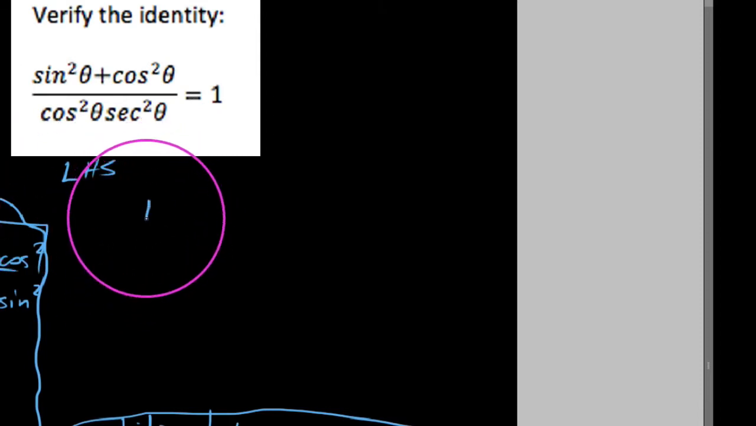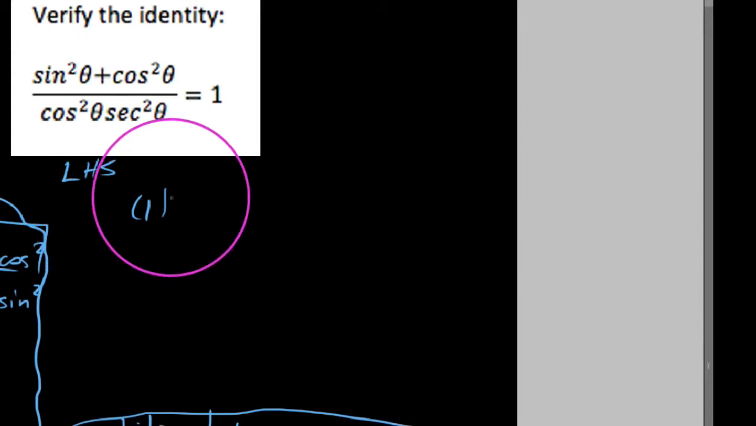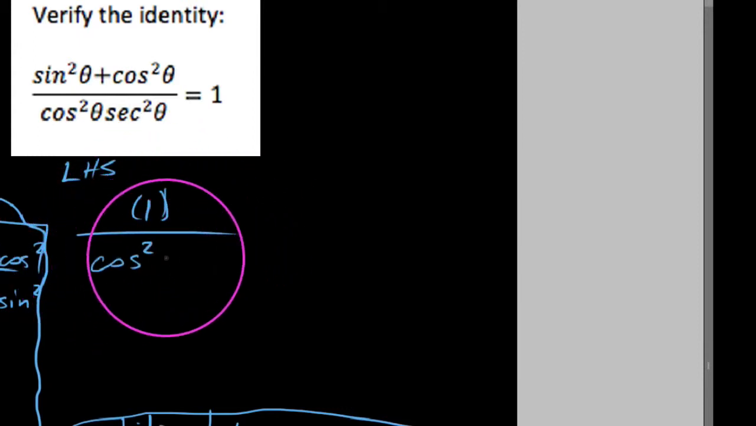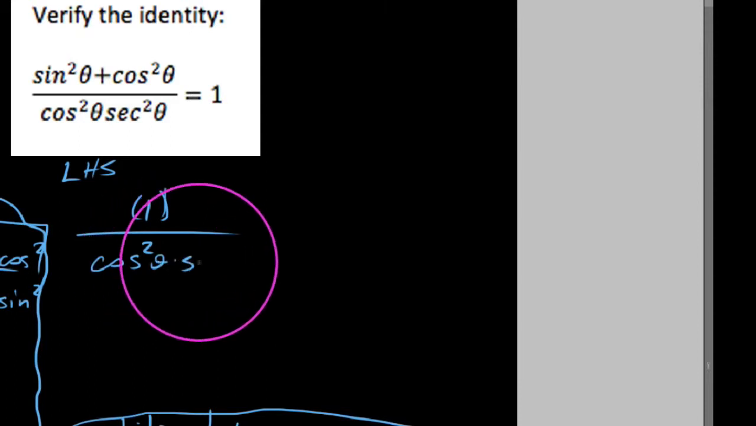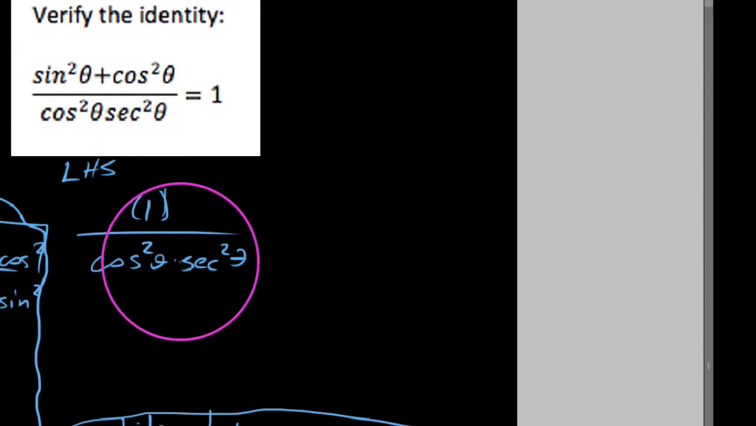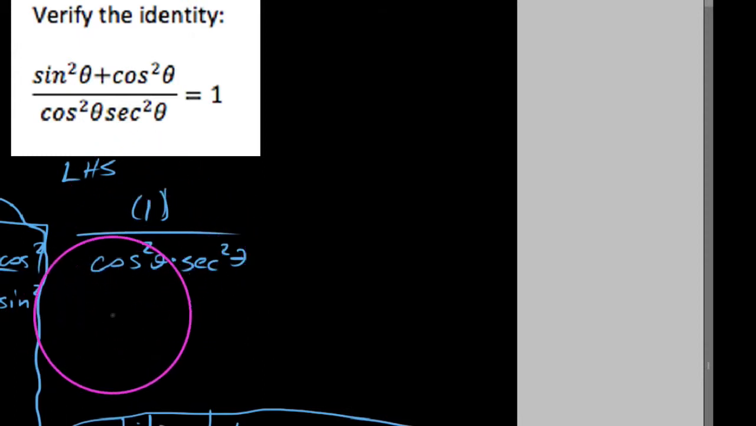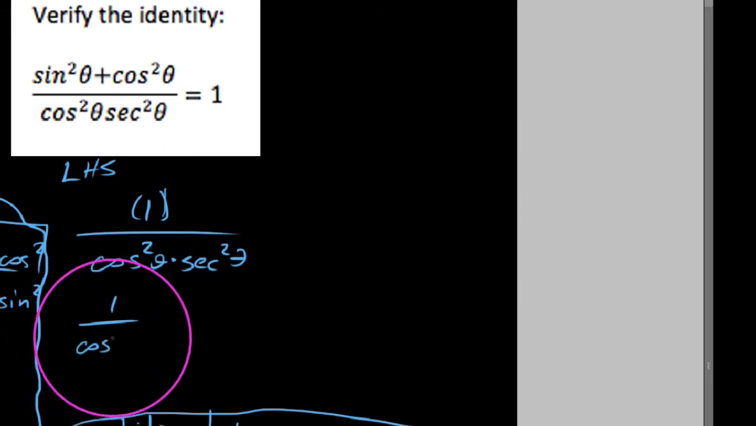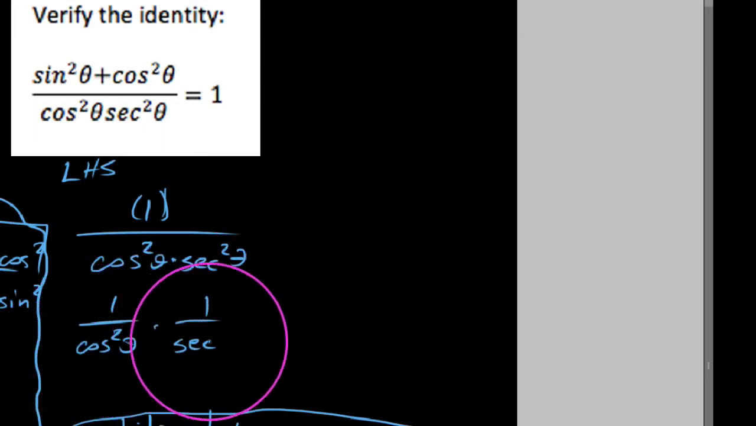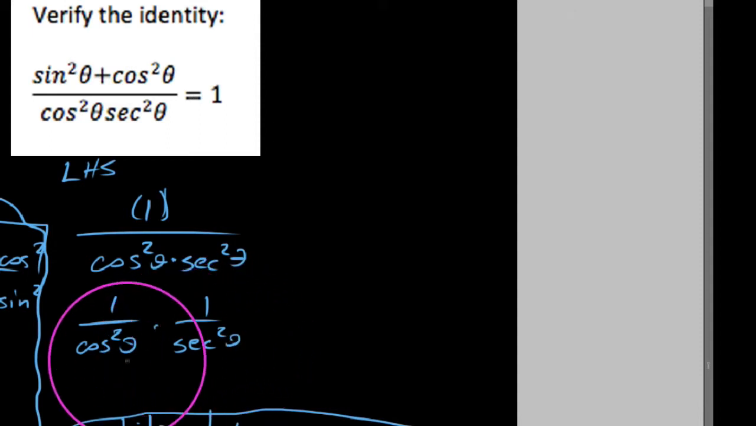So one thing we could do is start by rewriting just a 1 on the top. Whenever you see a sine squared plus cosine squared of an angle, it's 1. And this is all over cosine squared of theta times the secant squared of theta, okay? So now the nice thing about having these two factors down here in the denominator and one thing up top is we could say this would have been the same thing as 1 over cosine squared of theta times 1 over secant squared of theta.